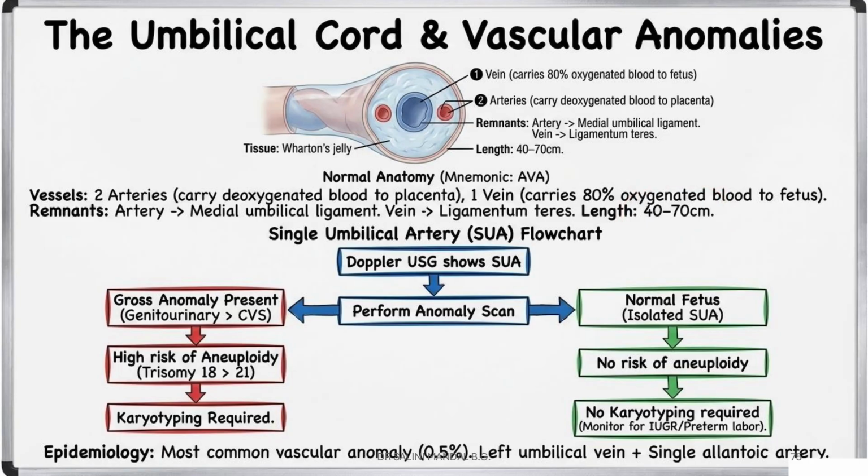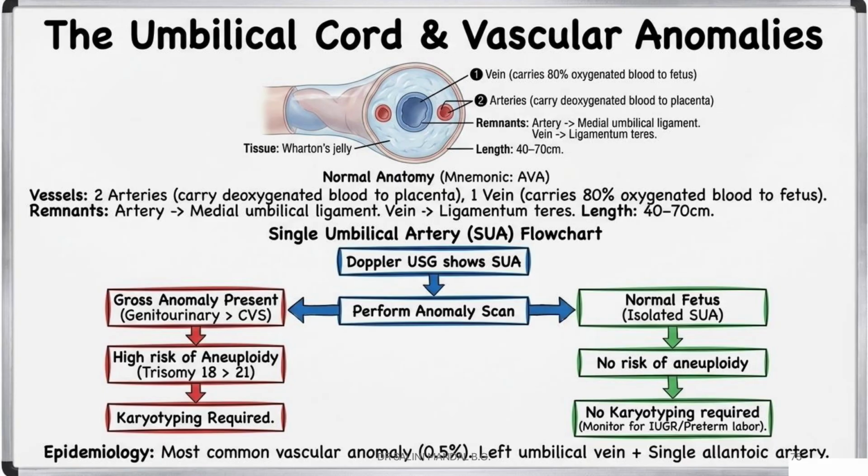So let us see, how are we going to find out if there is a problem or not? See, if at all there is a single umbilical artery, we're going to do an ultrasound, Doppler USG, and perform an anomaly scan. If at all it is a normal fetus, there is going to be isolated single umbilical artery. No risk of aneuploidy, so no need of karyotyping. But if along with a single umbilical artery, there are other anomalies also like genitourinary or CVS, then there can be a risk of aneuploidy like trisomy 18 or 21. In that case we are supposed to confirm which trisomy it is, so we go for karyotyping.